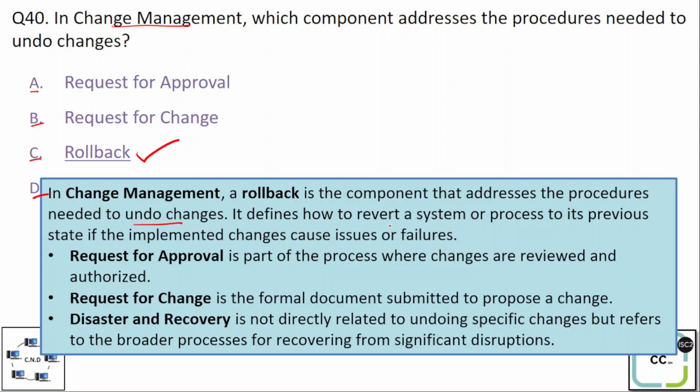It defines how to revert a system or process to its previous state if the implemented changes cause issues or failures. Request for approval is part of the process where changes are reviewed and authorized. Request for change is the formal document submitted to propose a change, and disaster and recovery is not directly related to undoing specific changes but refers to the broader processes for recovering from significant disruptions.